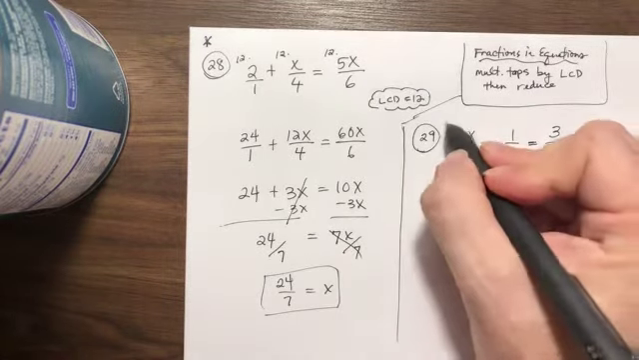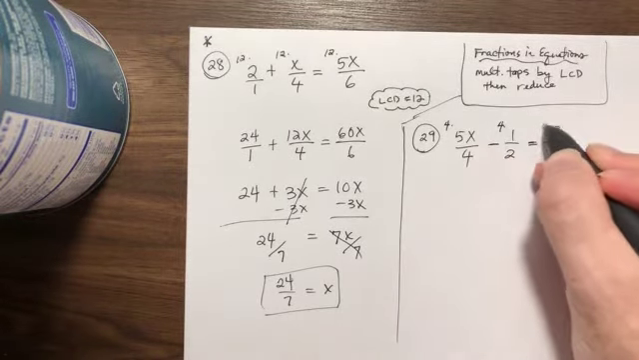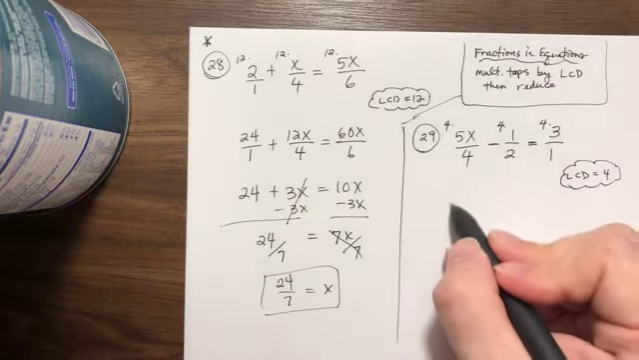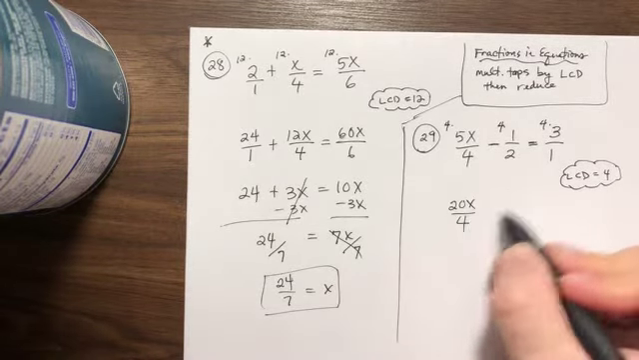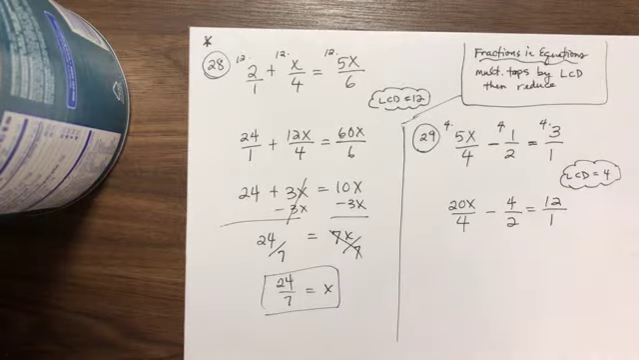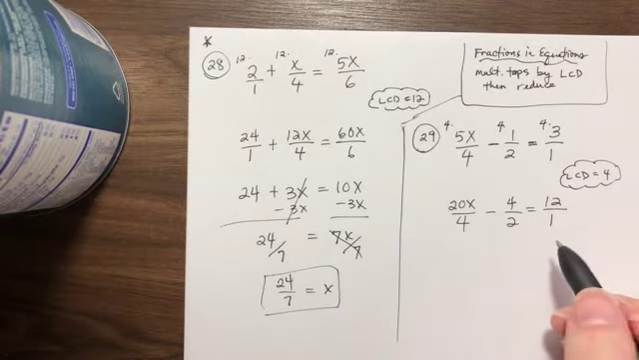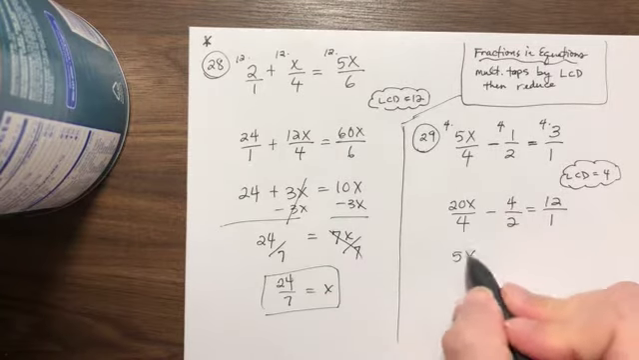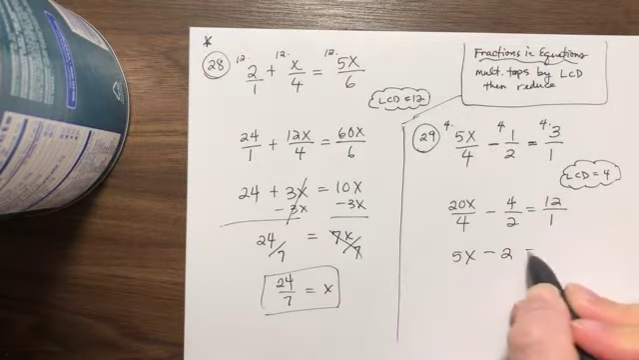And then I'm going to multiply all these tops by 4. Don't change the bottoms. And I'm going to get 20x over 4 minus 4 over 2, and that's equal to 12 over 1. Now I reduce, and I get 5x, I get 2, and I get 12.